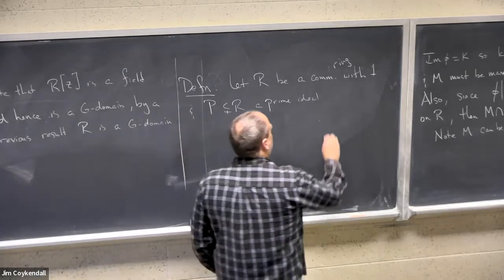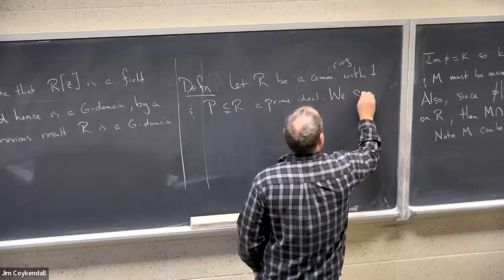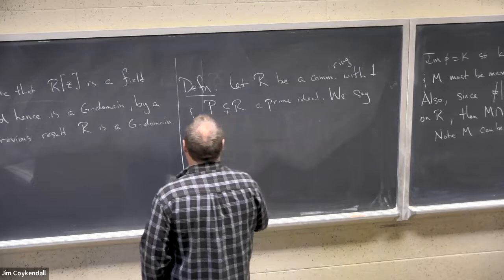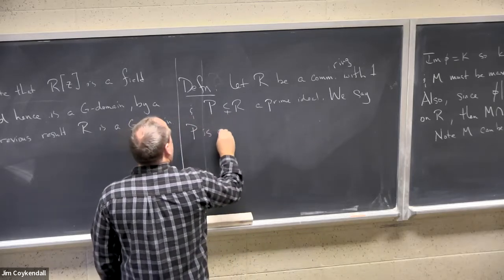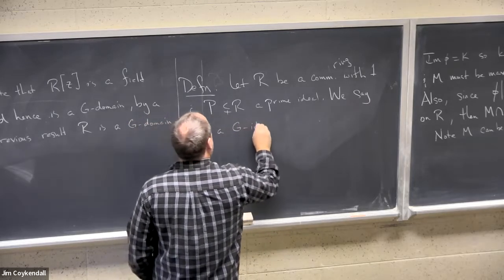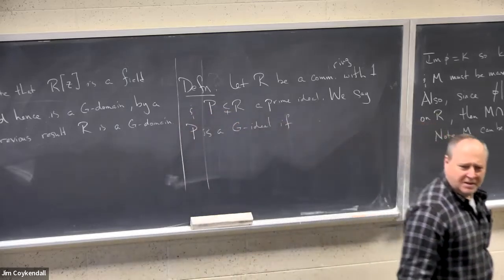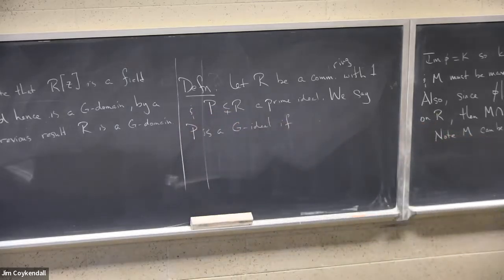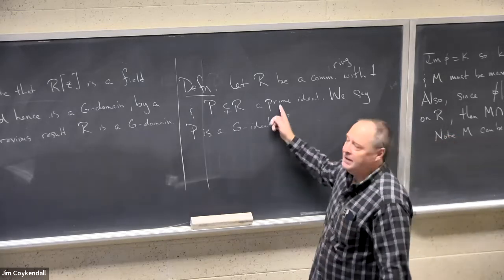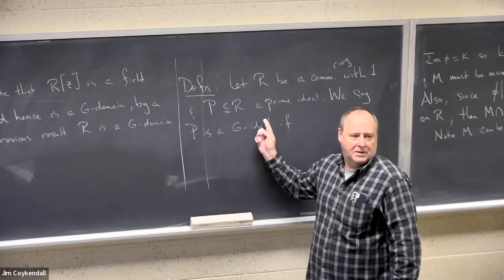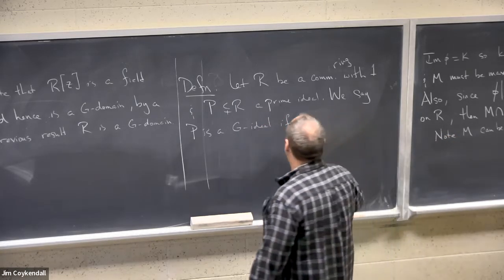We say the prime ideal P is a G ideal. Anybody want to guess? Would this be a G ideal? Yeah, this is just fine. The key is this is prime, so R mod P is going to be a domain.